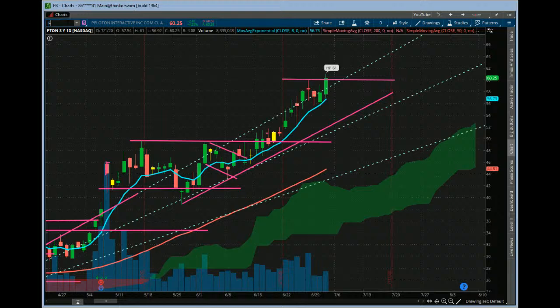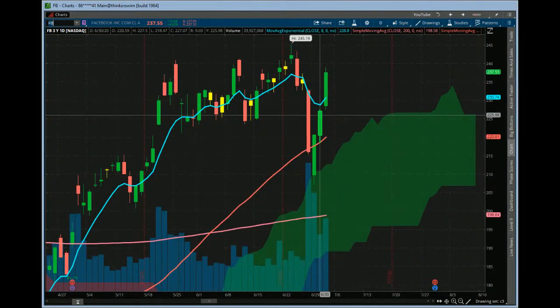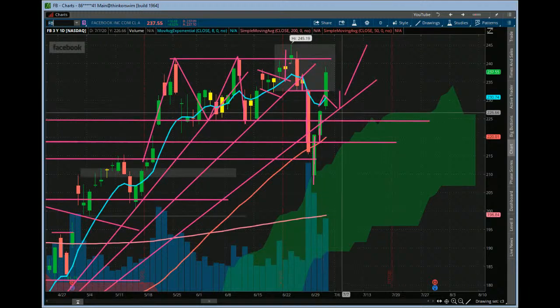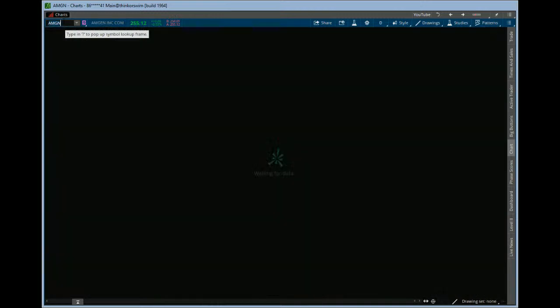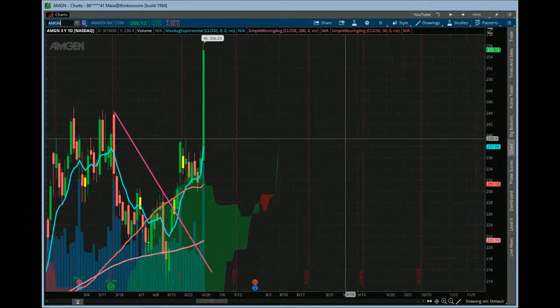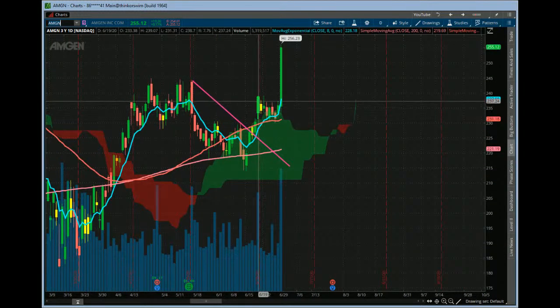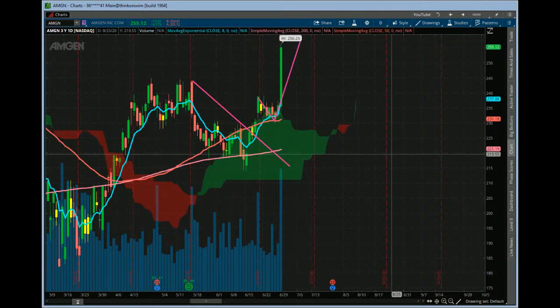And then Facebook, my goodness, incredible stuff. It's not even technically three white soldiers, because I think there's an open gap right here, but just incredible bounce off the cloud. Held the 50-day moving average, got above its trend line yesterday, and then just launched. So it's basically back up to all-time highs. Really incredible. Amgen, wowza! Look at that! Oh my goodness. Okay, so here's a nice breakout candle, which gave you a pullback to your 50 and then back up again. Wow, look at that move today.